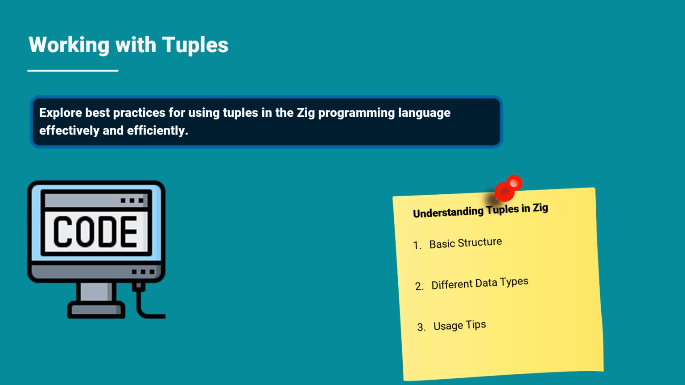Welcome to this tutorial on the best practices for working with tuples in the Zig programming language. Tuples are a powerful feature that allows you to group related data into a single data structure. Today, we'll dive deep into their characteristics, usage, and some best practices to consider while working with them.